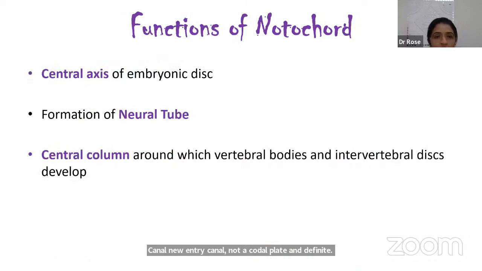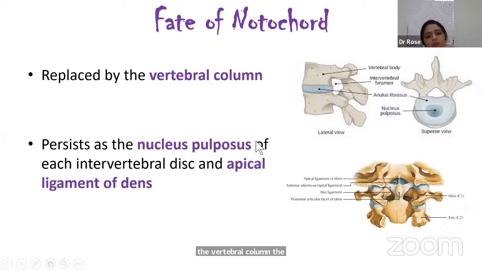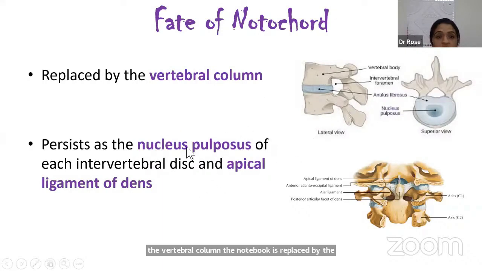Then the functions of the notochord. It forms the central axis of the embryonic disc and acts as a mold on which the vertebral column is formed. It induces the formation of the neural tube. Vertebral bodies are formed, and the remaining part lying between them forms the intervertebral disc. The notochord is replaced by the vertebral column and some of it remains as the nucleus pulposus. This is the intervertebral disc.